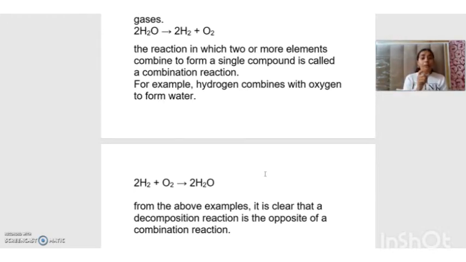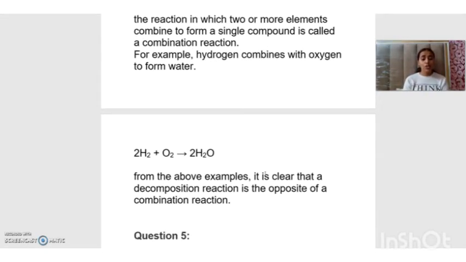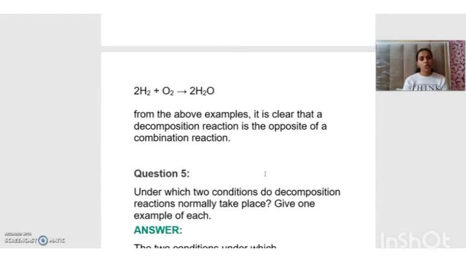And when we combine two or more elements together and the result is a single compound, that is the combination reaction. That means with the help of two elements, when they are combined together, we get a single compound. See here the example: 2H2 plus O2 gives us 2H2O, right? From the above example, it is clear that a decomposition reaction is the opposite of the combination reaction. I hope it is clear now, students.